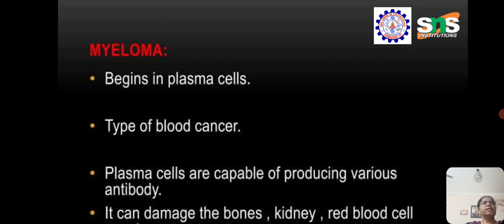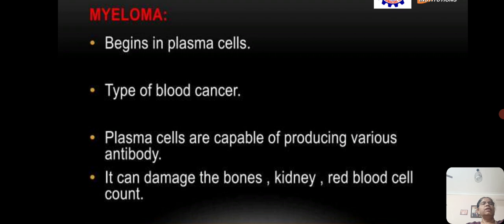Myeloma is a type of blood cancer. Plasma cells are capable of producing various antibodies. So it can damage the bones, kidney, and red blood cell count. That is myeloma.